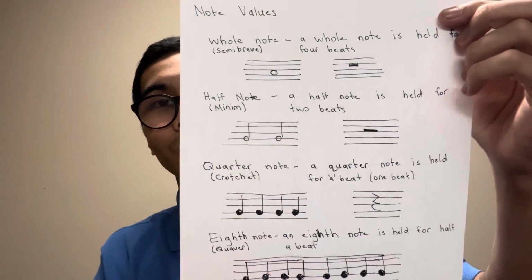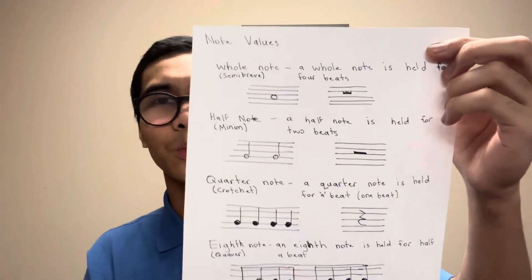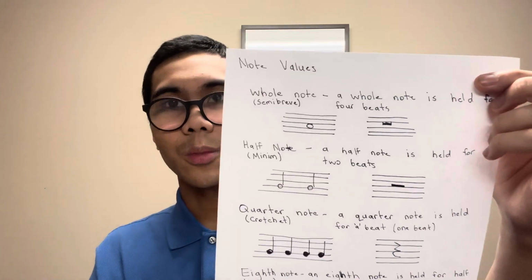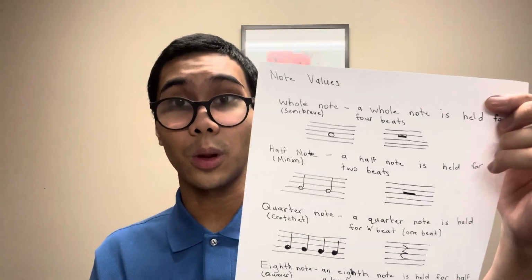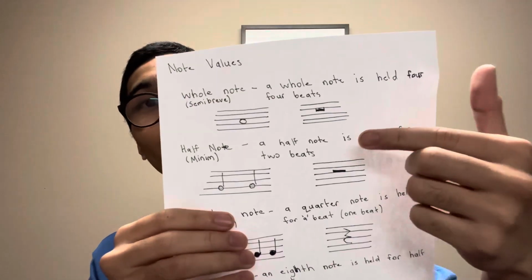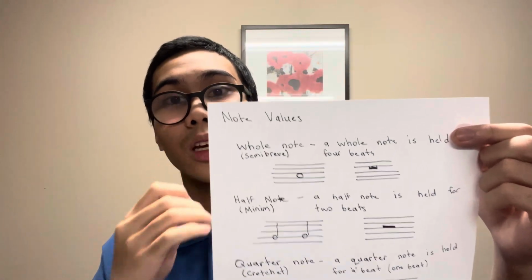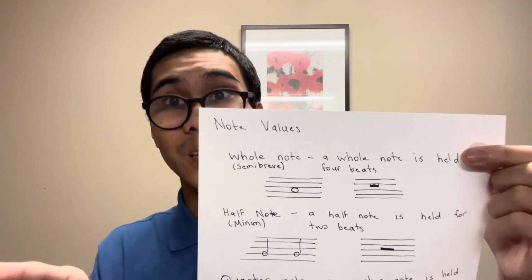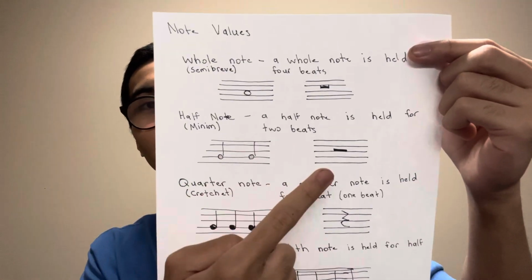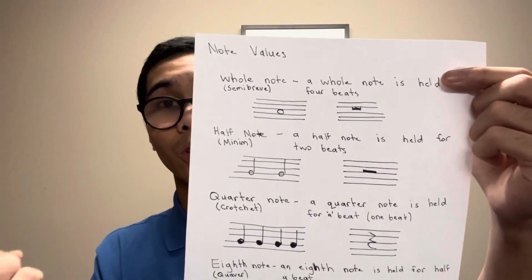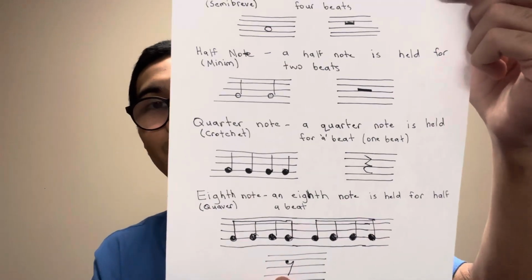And right beside all the note values, we also have the rests. Rests work very similarly to the note values, but the difference is that you don't play them. So for a whole rest, you have to wait 4 beats before you play your piece. Same goes with your half rest: you have to wait 2 beats before you continue playing. And it also goes with the quarter rest and the eighth rest.